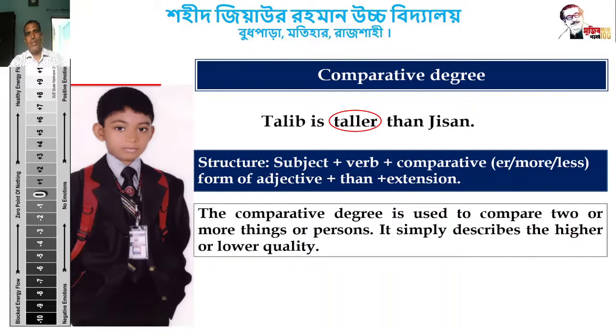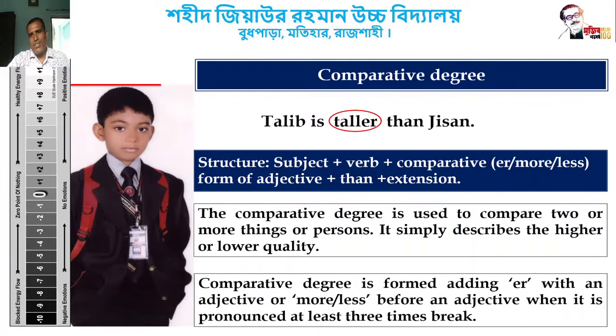Dear student, follow the example again. Talib is taller than Zishan. We have here compared Talib with Zishan. So the comparative degree is used to compare two or more things or persons. It simply describes the higher or lower quality.